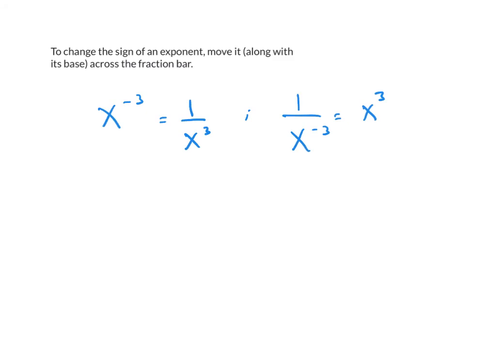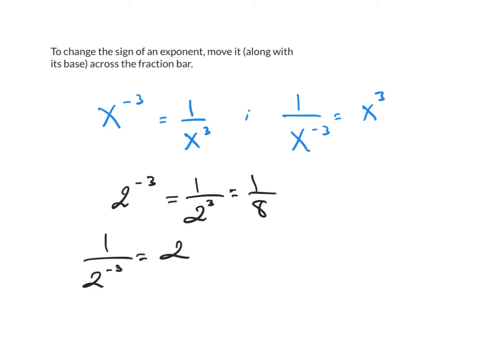All right, so let's take some examples. Let's suppose I have 2 to the negative 3. It's going to be 1 over 2 cubed, which is 1 over 8. And let's suppose I have 1 over 2 to the negative 3. That's going to be 2 to the third, and the answer will be 8.